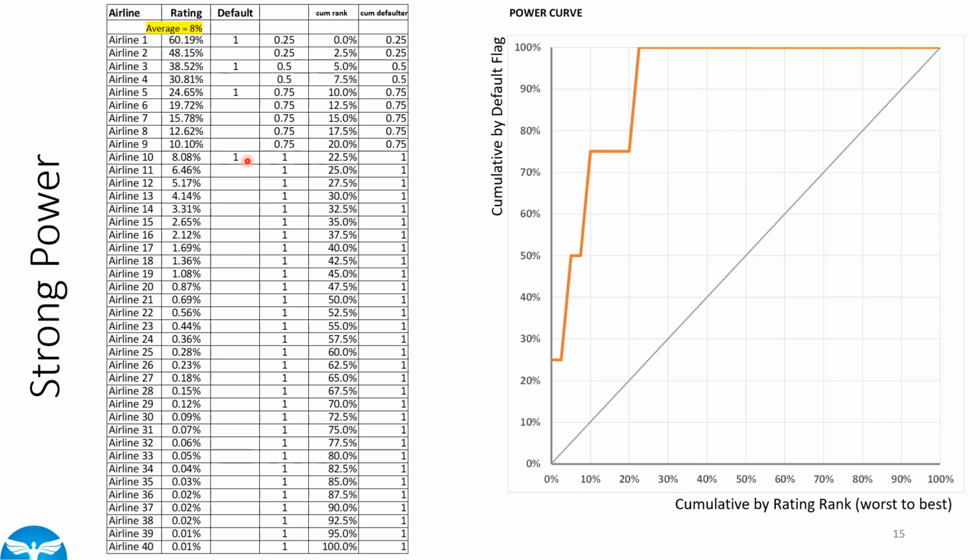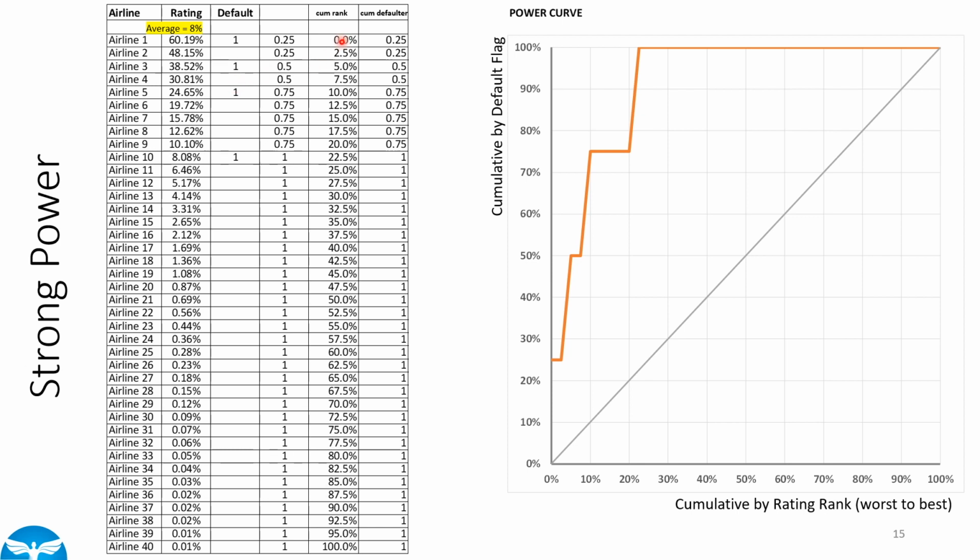Okay, and you can see that the interesting thing is that the defaults tended to happen in the upper part of this list. So it looks like we hit this quite well, in the sense that it was the weaker rated airlines that did typically default. Not all of them, but by and large it was in the upper part of the list.